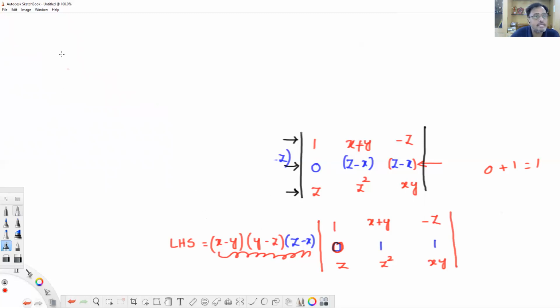So I'll write here once again. We got the same step before writing: x minus y, y minus z, z minus x. I'm writing the same step here. And what we got here: 1, x plus y, minus z; 0, 1, 1; z square, xy.